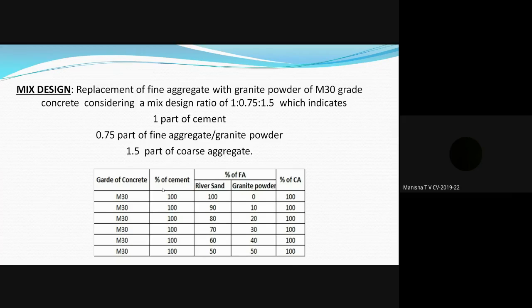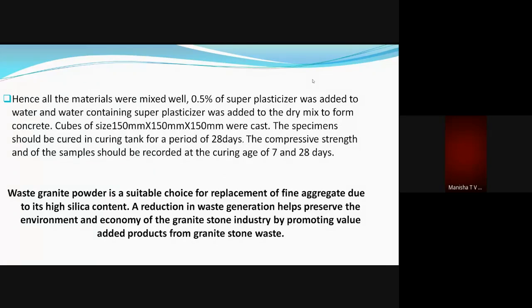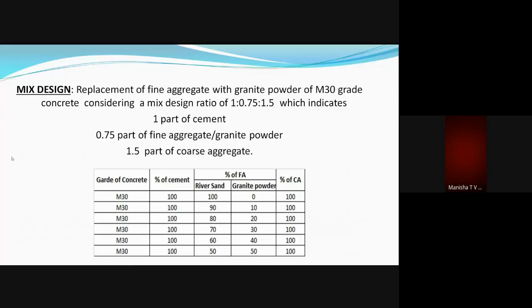Now I would like to show the sample of granite powder which we collected before COVID-19. Hello. Sorry, it is hanging, so I would hand over my next slide to Soumya.